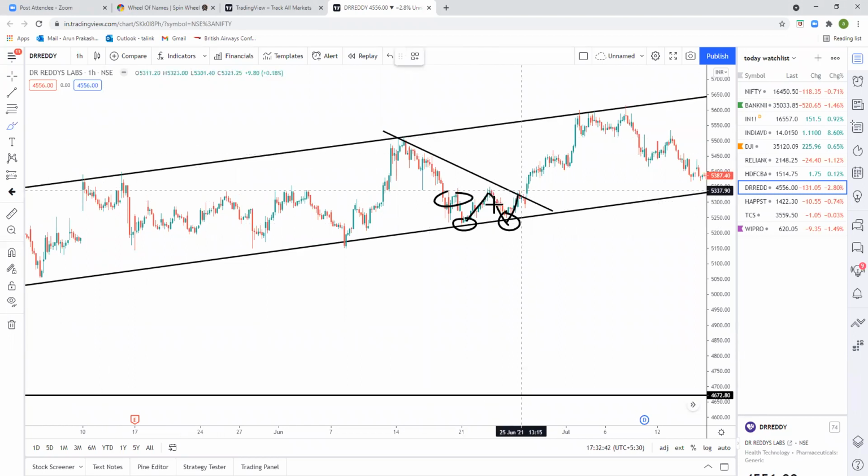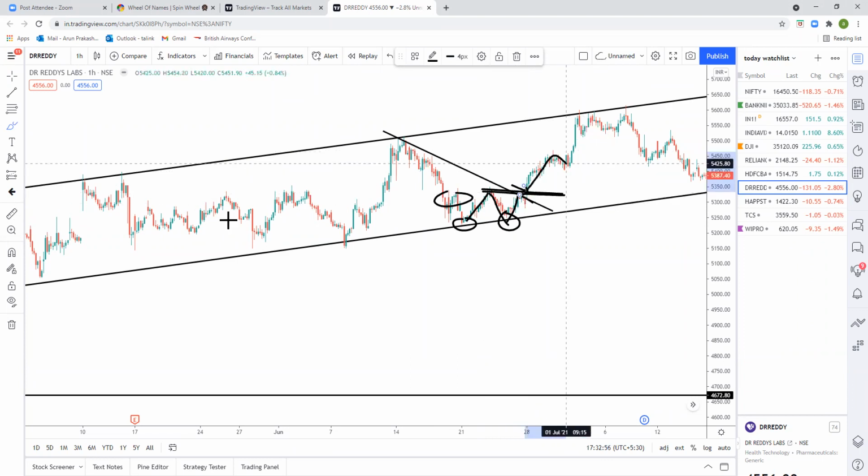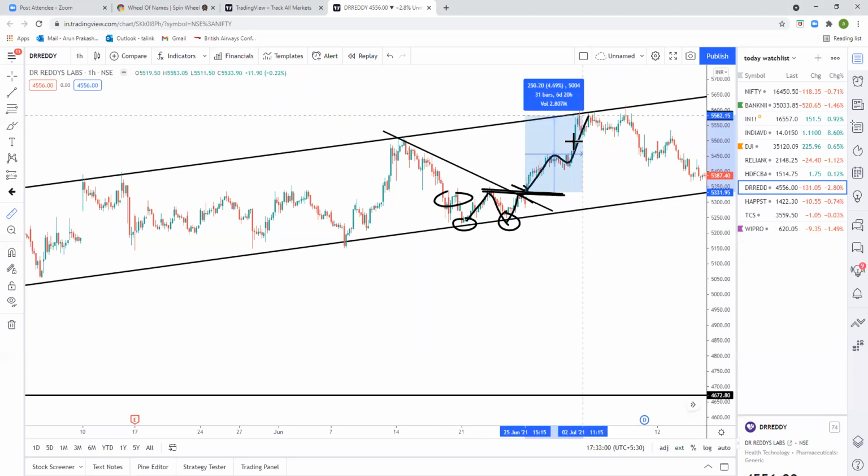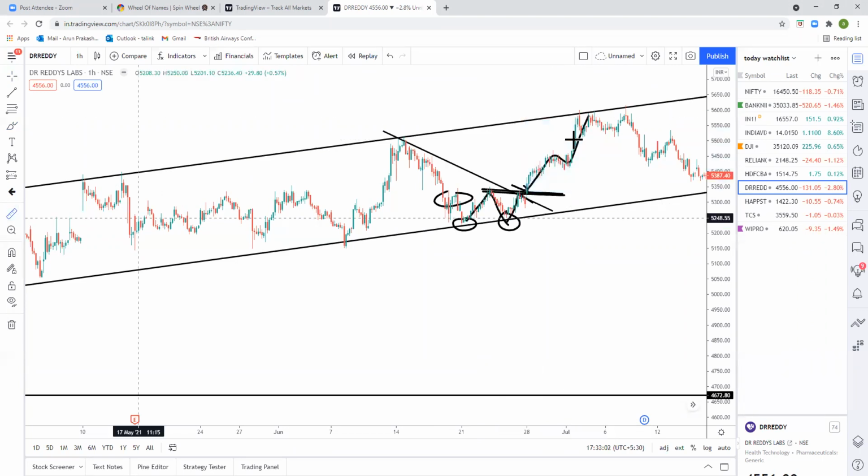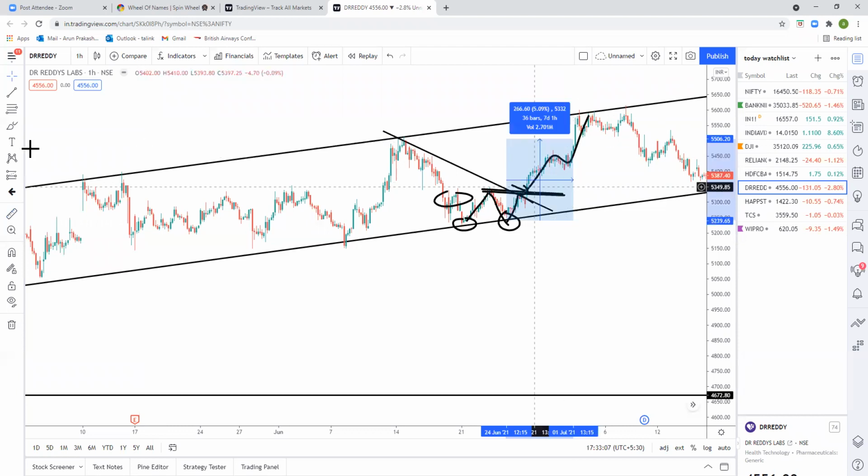When this Dow, according to Dow theory, this previous high was also getting broken. This trend line was also getting broken. There were people who were trading Dr. Reddy here. I would call this a better entry than mine, because in the next 2-3 days, they have made 5%. I am making around 5% in 7 days. In just 2-3 days, they are making this 5%.